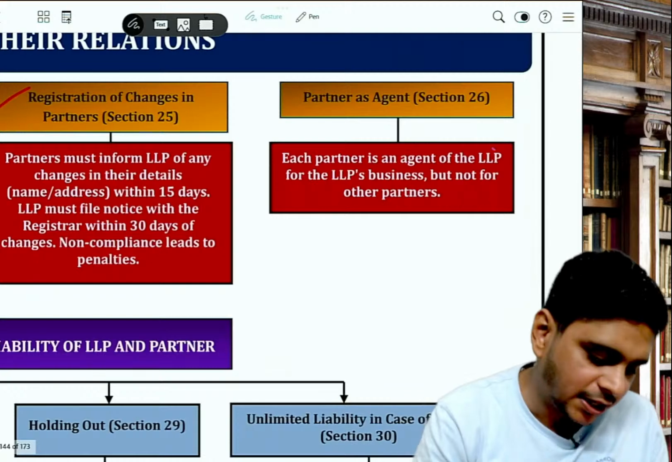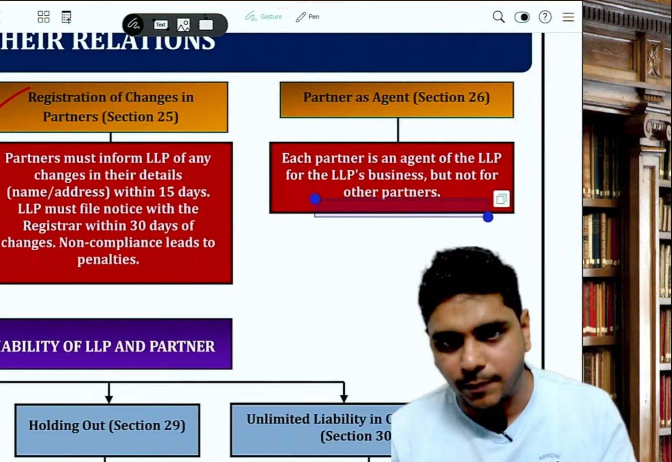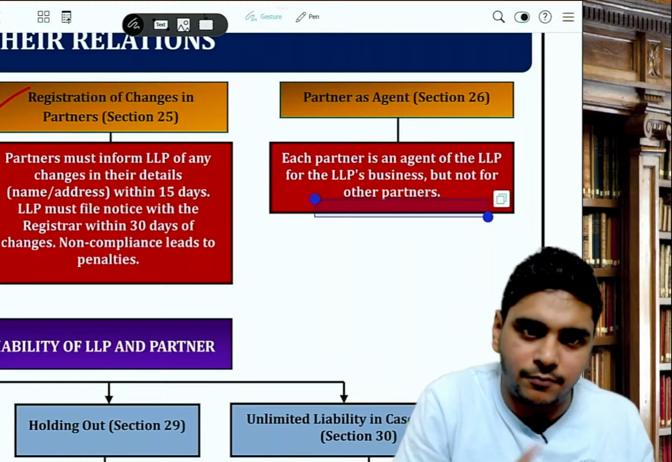Each partner is an agent of the LLP but not of the other partners. It is not like a partnership firm.